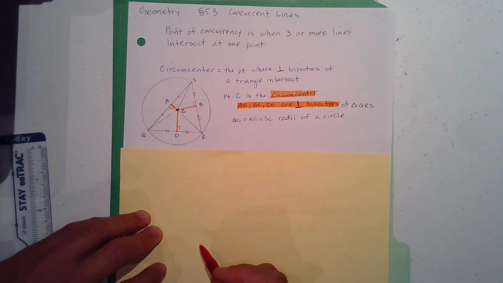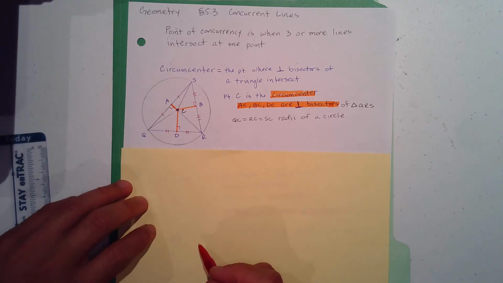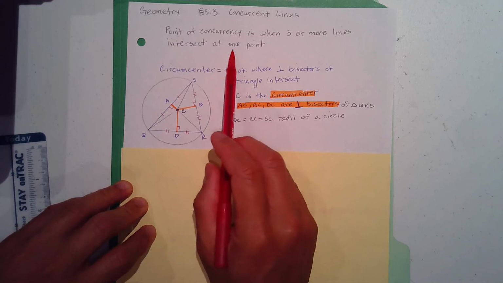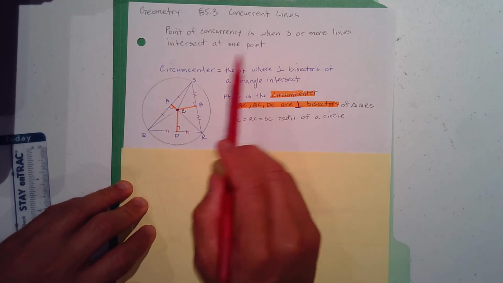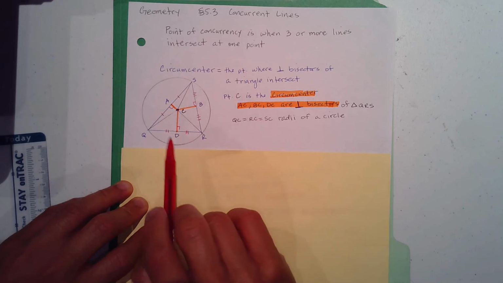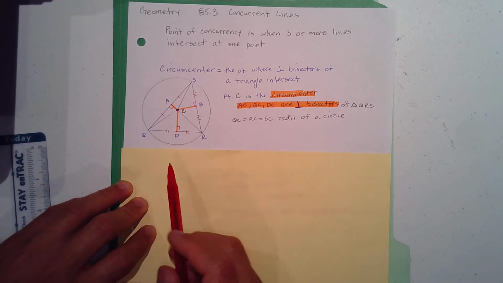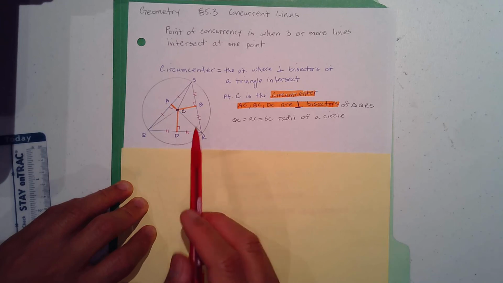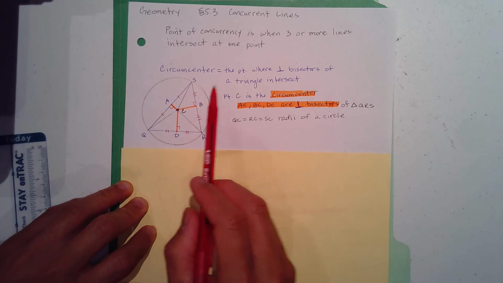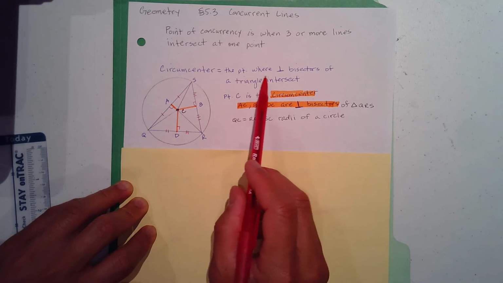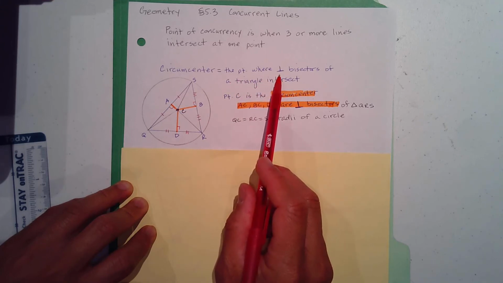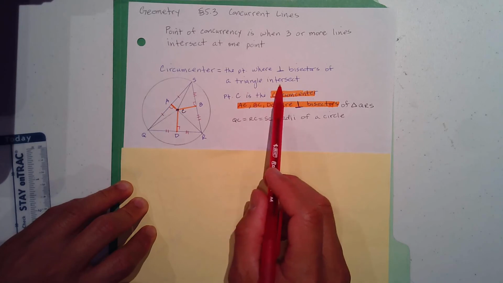Today we're going to go over section 5.3, concurrent lines. A point of concurrency is when three or more lines intersect at one point. We are going to discuss four types of points of concurrency. The first one is a circumcenter. It's the point where the perpendicular bisectors of a triangle intersect.